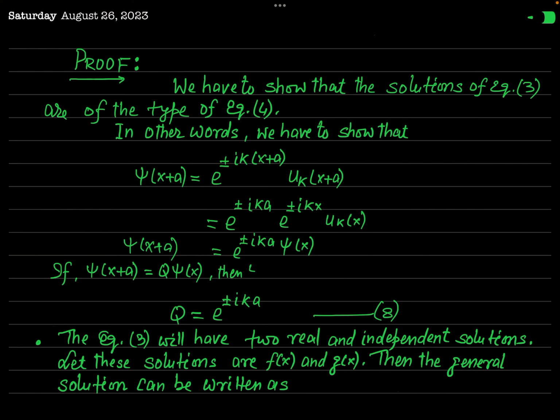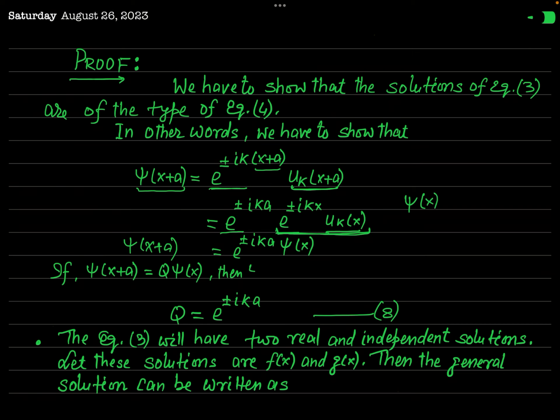And you can see in this condition we can write psi of x plus a is equal to e to the power plus minus ik times x plus a. Here x has been replaced by x plus a, and in place of uk of x, now we will write uk of x plus a. But you have seen that this uk of x plus a is simply equal to uk of x, because this is a periodically varying function. And this e to the power plus minus ik times x plus a can be written as e to the power plus minus ika times e to the power plus minus ikx. But the product of this plane wave e to the power plus minus ikx and uk of x, what is this? This is simply psi of x.